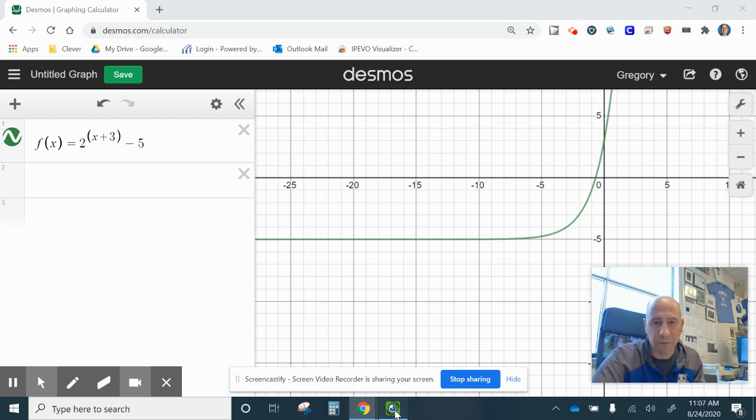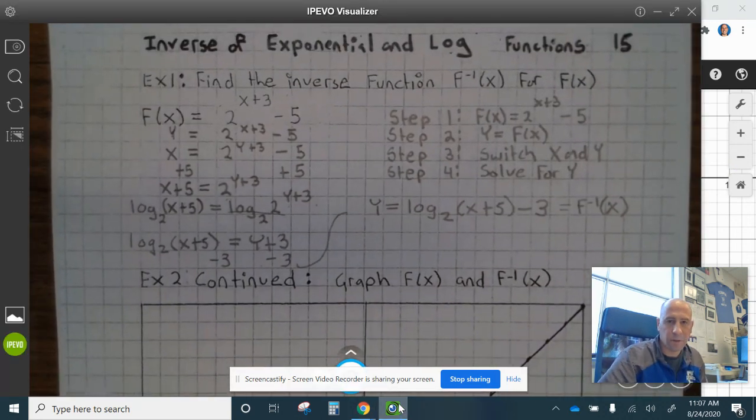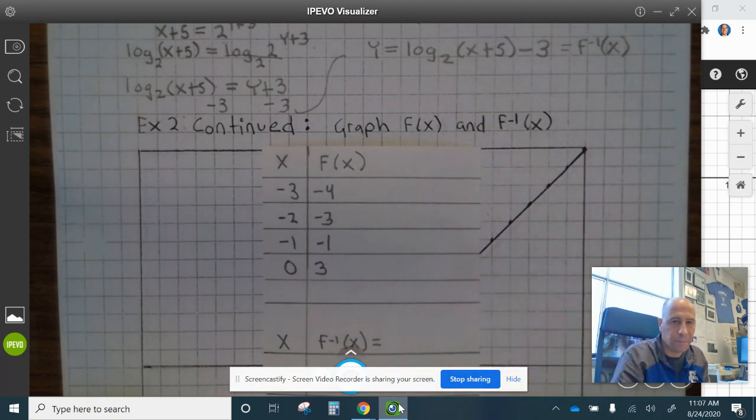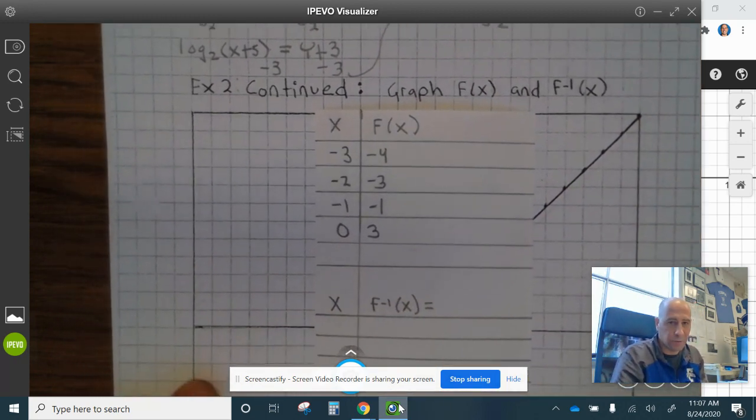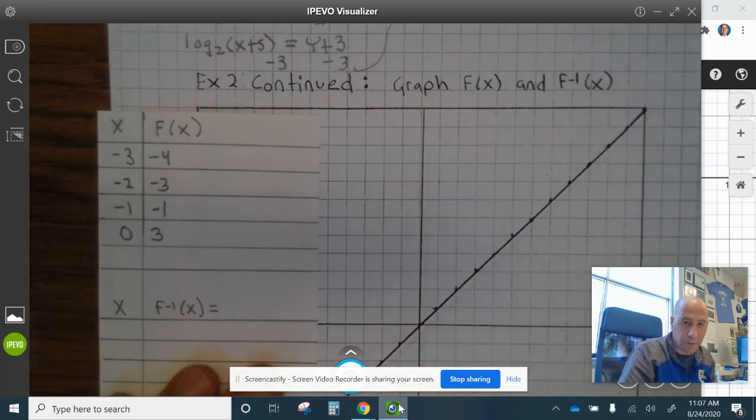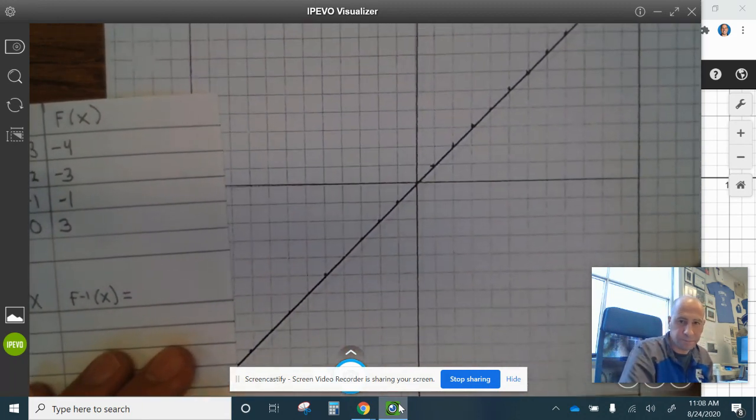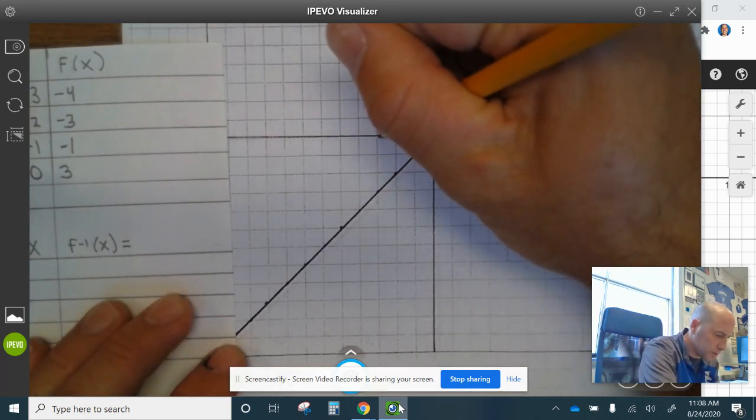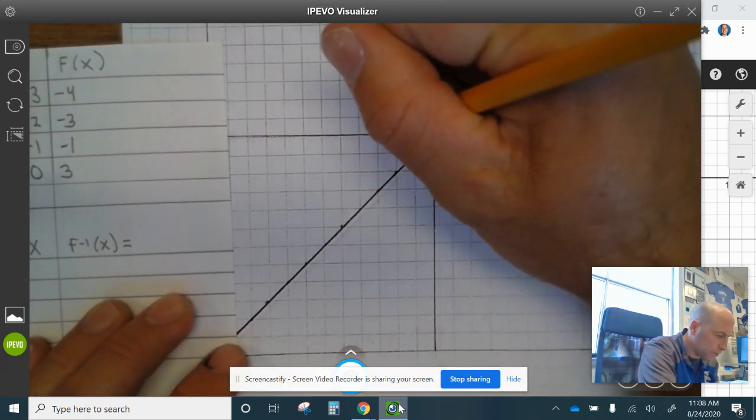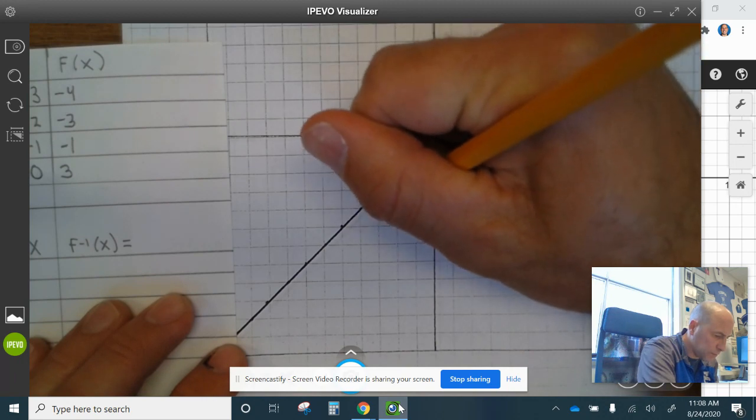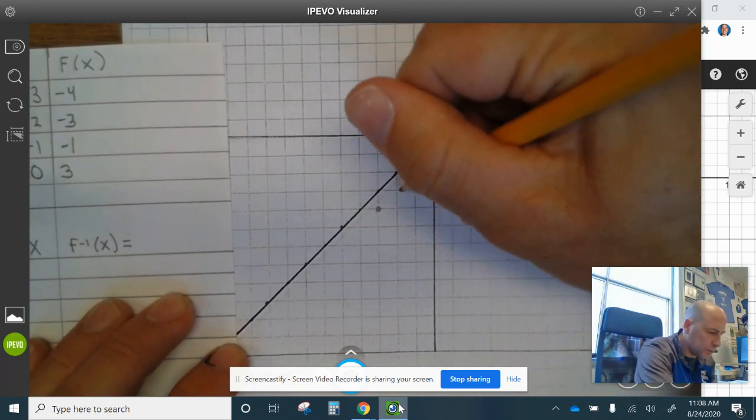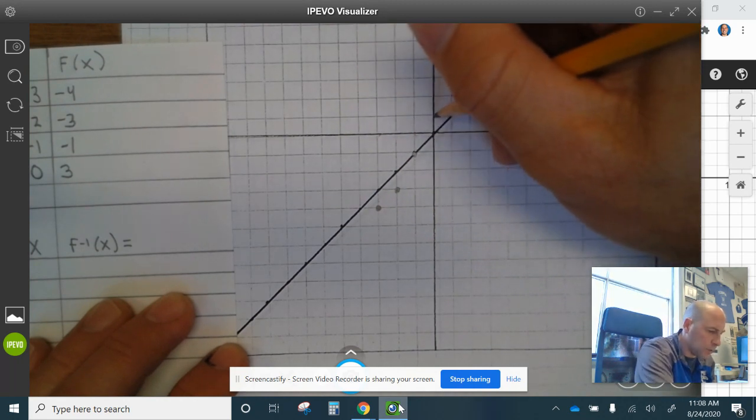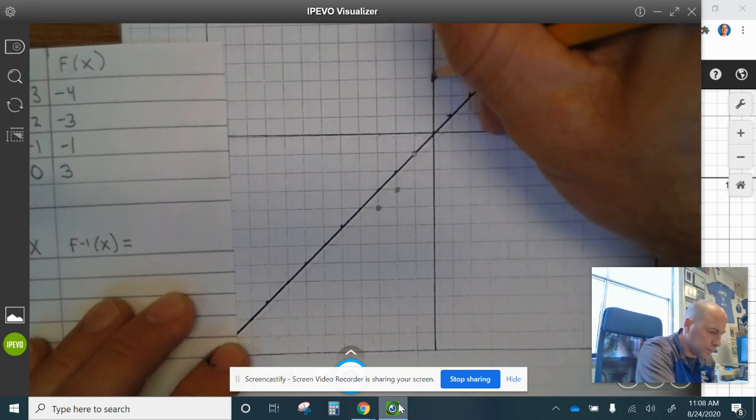Okay, so now let me switch over to this screen. So the graph, here are the points that we got from the table, okay? So let's go ahead and graph those, okay? So -3, -4. Then -1, 2, 3, 1, 2, 3, -1, 2, 3, 4, -2, -3, -1, -1, and 0, 1, 2, 3.